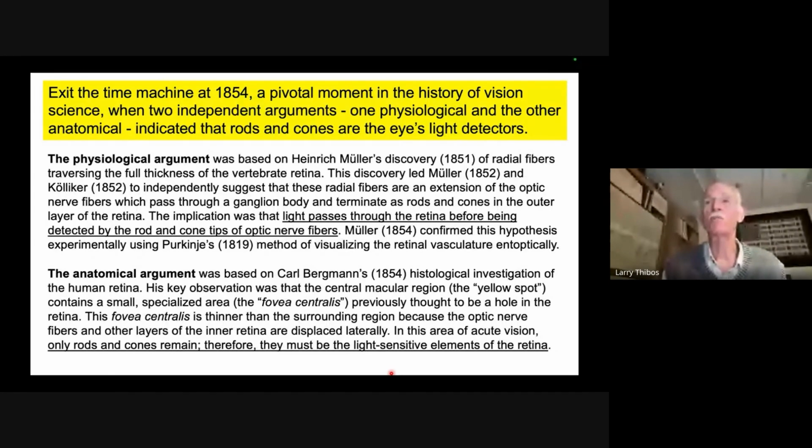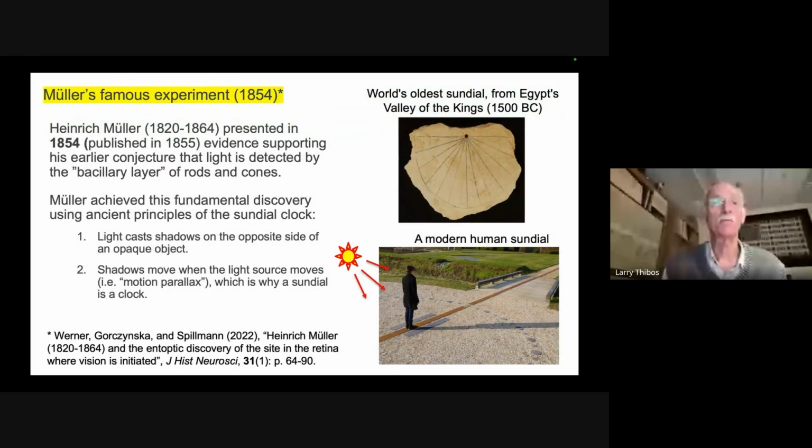These are the two men who had discovered rods and cones by very different methods. And what I'm going to tell you next is how they did it. So stick around. So let's look at Müller's experiment first. It's actually quite a famous experiment. You'll find it described in many textbooks. And very recently, Werner and colleagues gave a very nice detailed description of those experiments, put them into context, and it was published in the Journal of the History of Neurosciences.